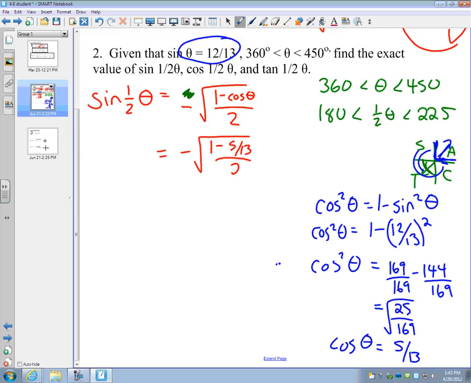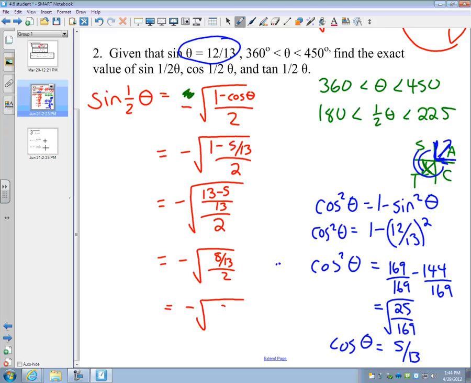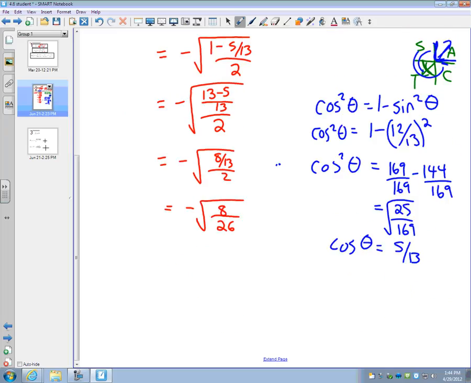So this is good fraction work. This is 13 minus 5 over 13, over 2. I just got a common denominator. 13 minus 5 is 8. So this is 8 over 13 divided by 2. Simplified, that is just 8 over 13 times 2. 13 times 2 is 26. 8/26 can be simplified to 4/13.